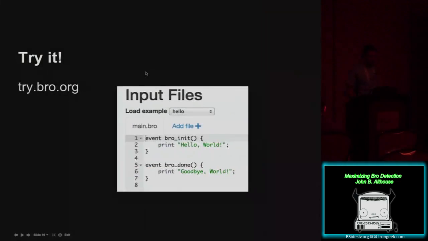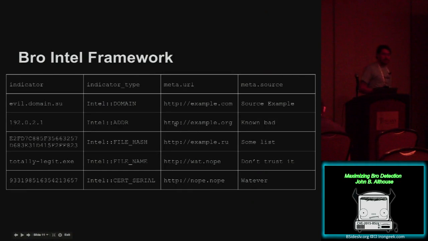Let's go back to, all right, the Bro Intel framework. This is awesome. This is a part where Bro really shines above your traditional network intrusion detection systems. So let's take Snort again as an example. Traditional Snort. If you were given 10,000 evil domains, what you would do with Snort is you would then make 10,000 Snort signatures, and that's a little ridiculous, and it doesn't really make sense in a lot of environments.